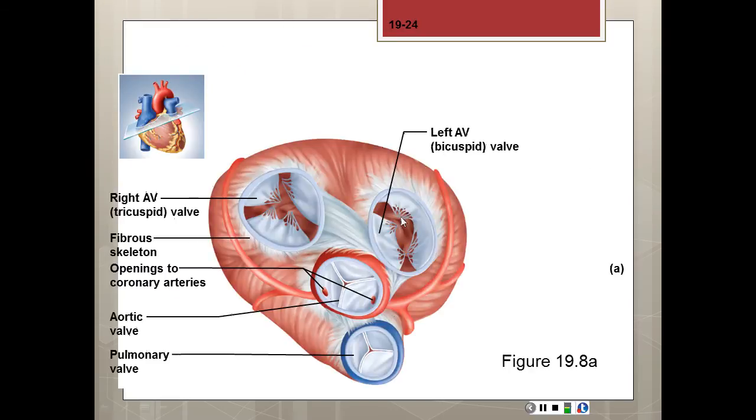So you have another cross section. Here we have the aorta, the aortic valve. This would be our pulmonary valve. Here is our tricuspid valve. And this is our bicuspid valve. So this is the left side of the heart, and this is the right side of the heart.